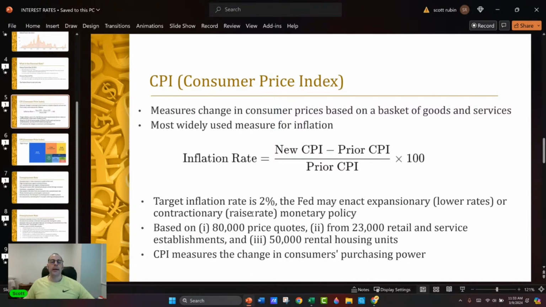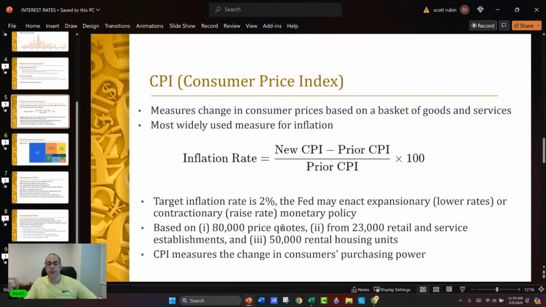So they may send a survey, I'm just making this up because I'm not sure exactly how you do it, but they may send a survey to McDonald's asking what the prices of these items are. And they may send a survey to a carpet store and a survey to a pet store. So they get 8,000 price quotes from 23,000 retail and service establishments.